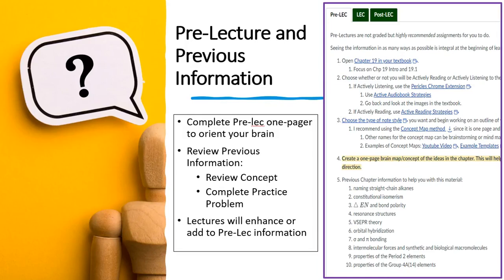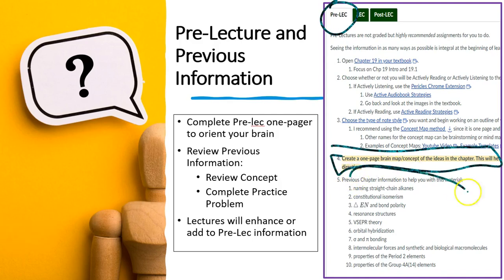Okay, so before we get started, I wanted to remind you of the pre-lectures, one-pagers, and the previous information section. Of course, you want to go to the pre-lecture area and complete the pre-lecture one-pager to orient your brain with the information. If you are having trouble connecting those smaller details with the material, no worries. You can always check the previous chapter information area, which is right here, identify areas that you might have found confusing, and then go back and review and complete practice problems of that particular concept. This is a great solution to remedy that issue.